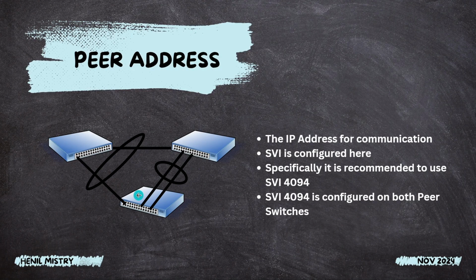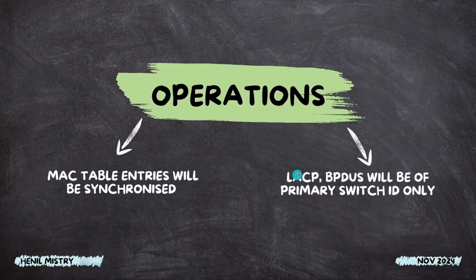That should not happen, because this should appear as a logical link, and if they are appearing as a logical link, the MAC entries on both of these devices should match. So that is the first operation. And the last one is that LACP BPDUs will be sent by the primary switch only. As we have discussed earlier, MLAG will do these two operations only.